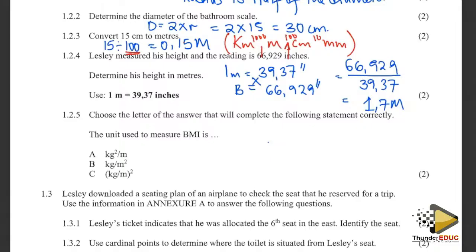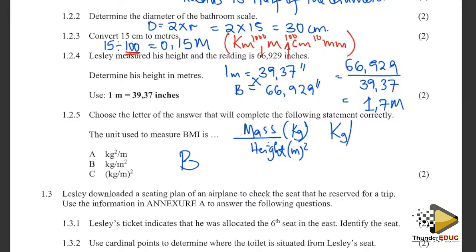Choose the letter of the answer that will complete the following statement correctly. The unit used to measure BMI is, it's B. Why do we say B? Because it's mass over height. But the height has to be in meters squared, and the mass has to be in kilograms. So this is per, which is B.